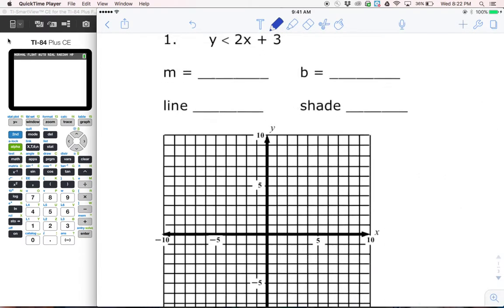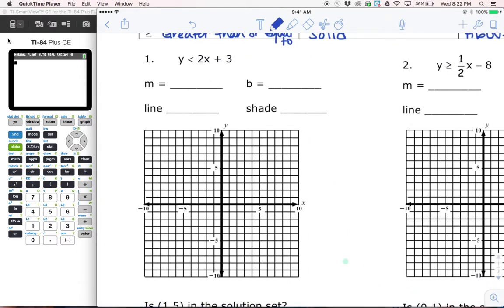Problem number 1. We've got this inequality here, but it's still a linear function, so we still have to graph what we would normally graph for a line. Let's identify our slope, m, that's going to be a 2, and our y-intercept is 3. We're going to draw our line using the slope and the y-intercept. Here's the y-intercept at 3. My slope is 2, so I'm going to go up 2 over 1, up 2 over 1, up 2 over 1, and draw my line.